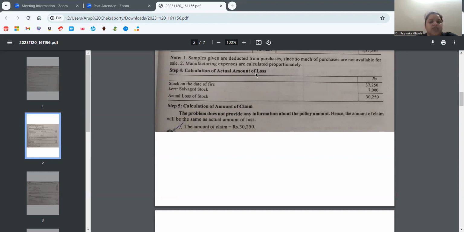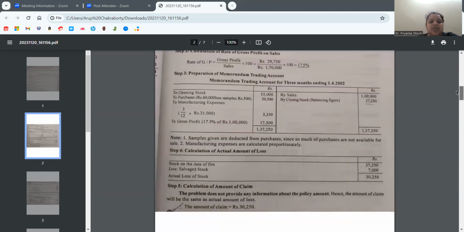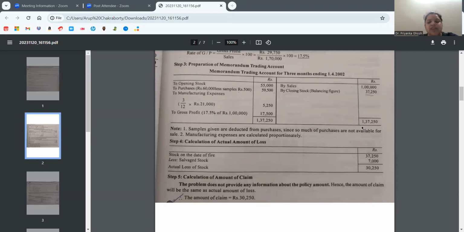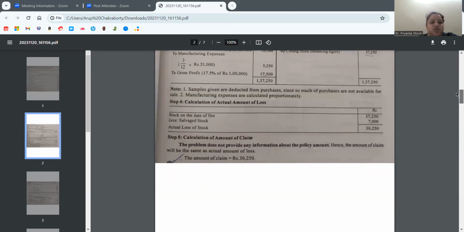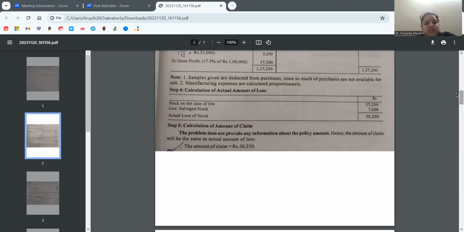How do we find out the actual amount of loss? The closing stock value that we get from the memorandum trading account, from there we need to subtract the scrap value of the stock, if the question has given it. If they haven't given it, then the full amount of the closing stock will be the actual loss. After getting the actual amount of loss, we can calculate the actual amount of claim. That is our last step, the fifth step.